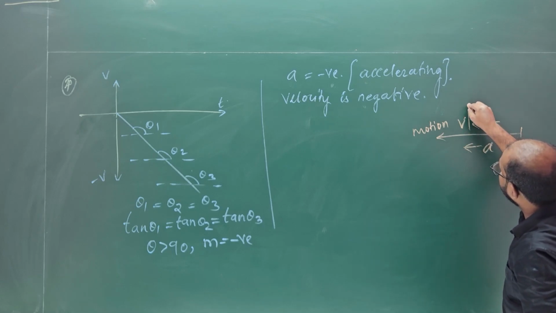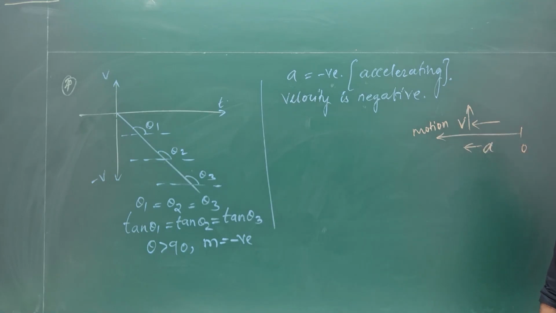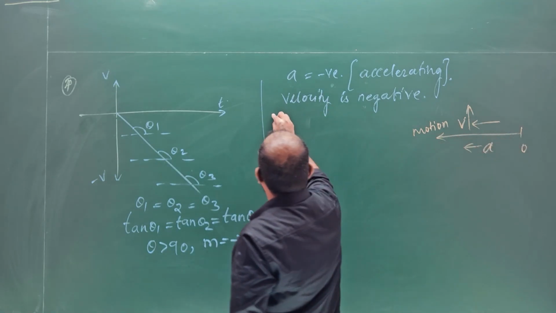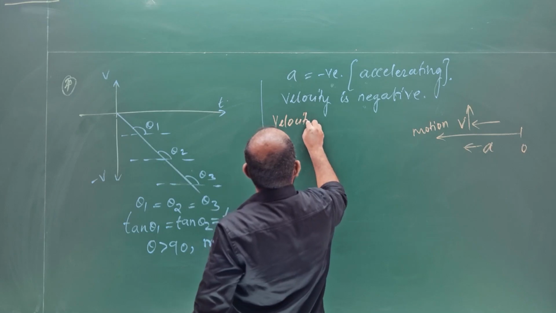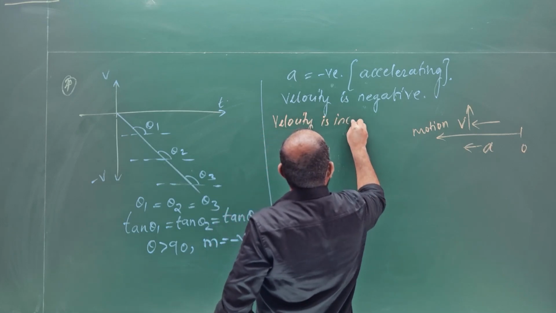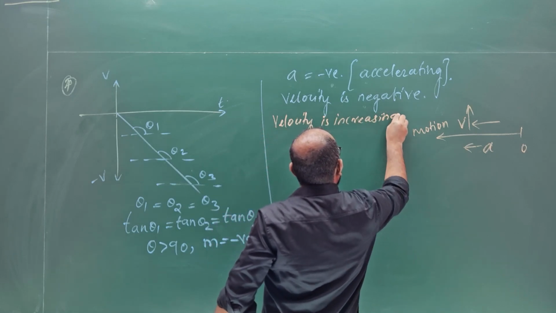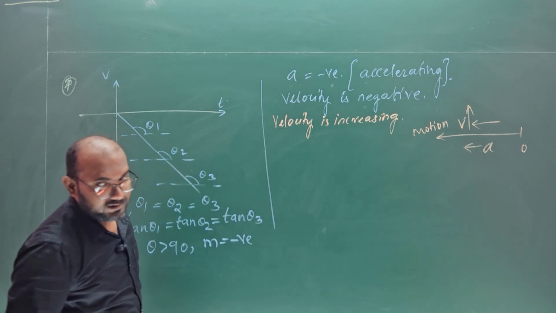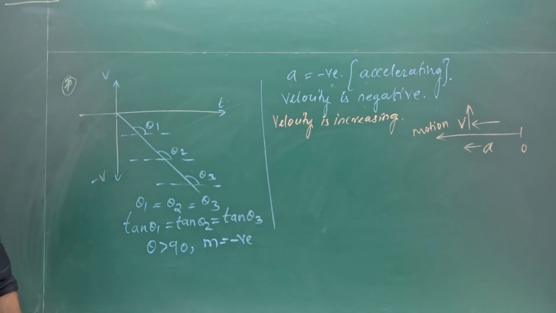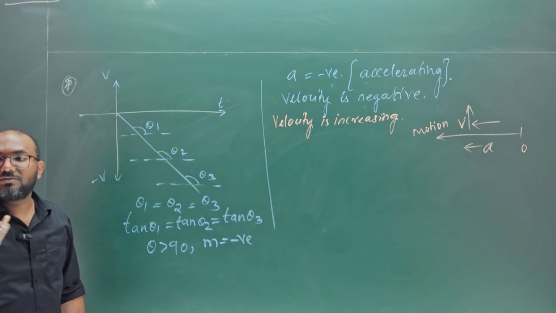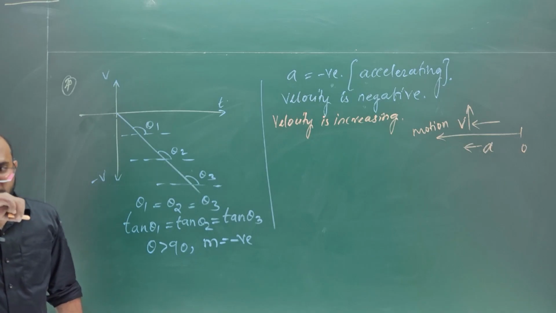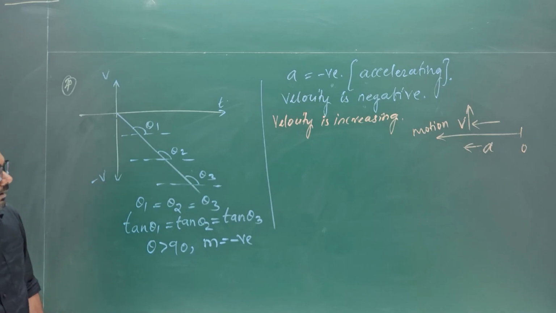That means, can I say velocity is increasing? Yes. So here I can write that velocity is increasing. Velocity is negative. Yes, it is negative. Acceleration is negative. Yes, it is negative. Both are going in the negative x-axis and velocity is increasing. Anything else? Retardation? No, never. By seeing the negative acceleration, you cannot always say retardation.